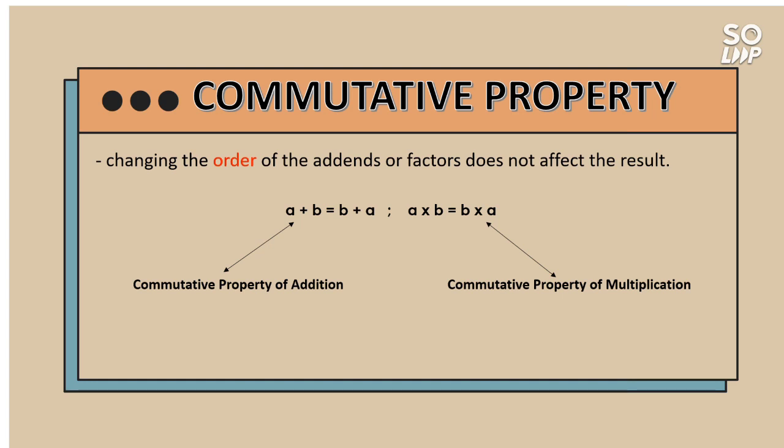If I have a plus b, and we reverse their order and make it b plus a, they are still equal. Afterwards, I will give an example and let us see if commutative property is true under addition. Now, let's move to multiplication. If I have A times B is equal to B times A, when we reverse them, will they still be equal? So let us see. Let's have an example if commutative property is true under multiplication.